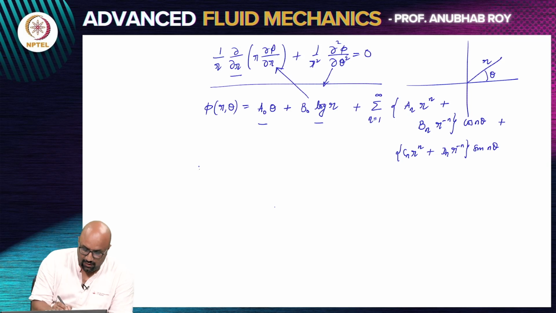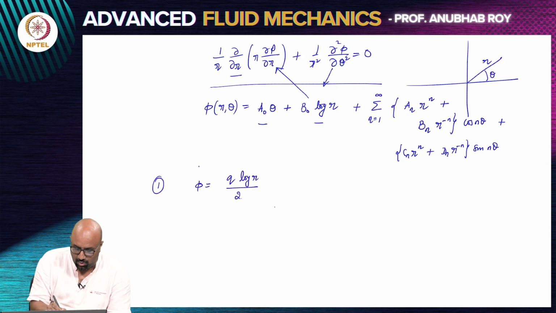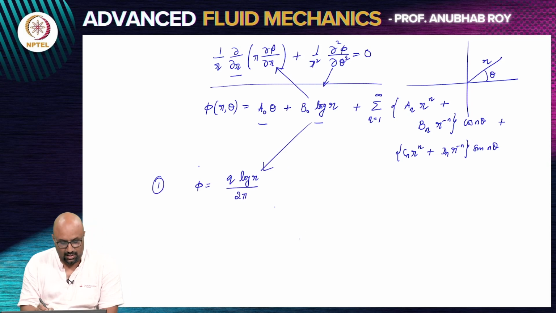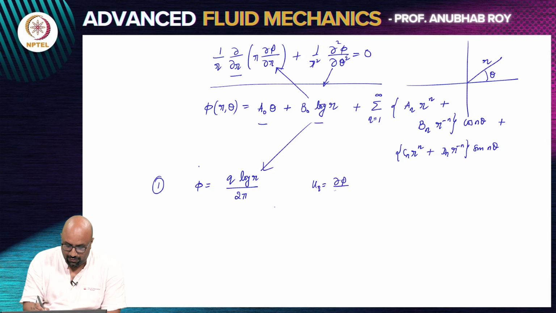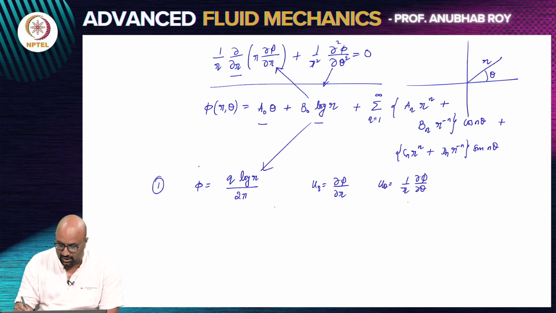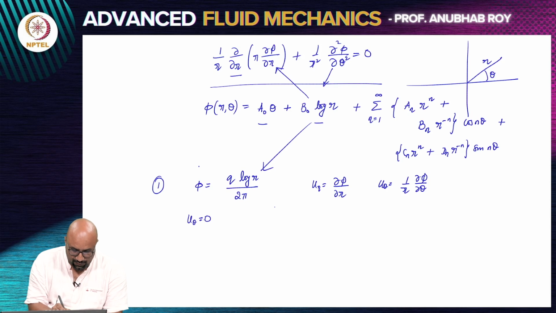Let us just try to see physically what these flows look like. We will just take some of them, we are not going to go through all the possible solutions that are there. In the previous lecture we saw what q log r by 2 pi looks like. When we calculate u_r and u_theta, u_r is dou phi dou r and u_theta is 1 over r dou phi dou theta, we saw that u_theta was 0 for this problem and u_r was q by 2 pi r.